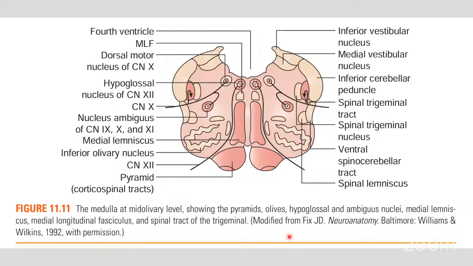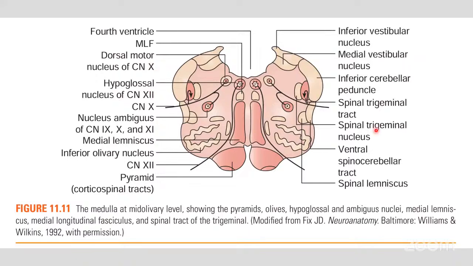This is the section of the medulla at mid-olivary level. As we can see, the structures in the midline or the medial structures are the motor pathway, that is the pyramidal corticospinal tracts, the medial lemniscus, the medial longitudinal fasciculus, the dorsal motor nucleus of the 10th cranial nerve, and the hypoglossal nucleus of the 12th cranial nerve.